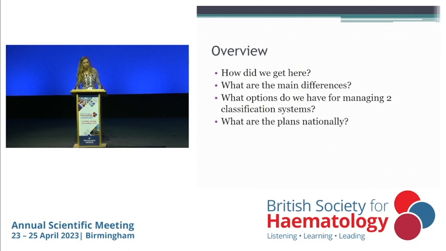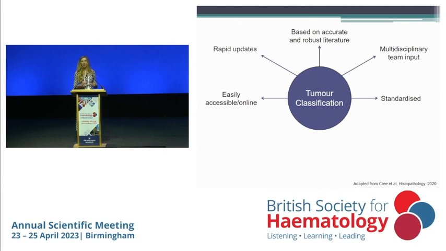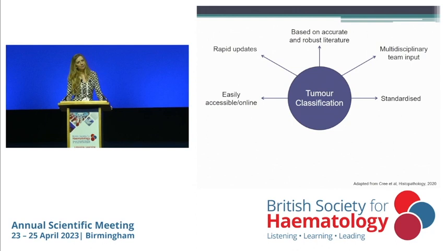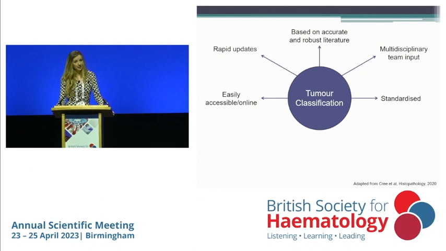So if we think about tumor classification and what we should ultimately be doing to optimize classification across all cancers, this really should be based on accurate and robust literature. We should be enabling rapid updates, mainly because this field moves so rapidly and so quickly. The information should be easily accessible and probably should be available online. It should be standardized, and there should be a multidisciplinary team input when putting the classification together.